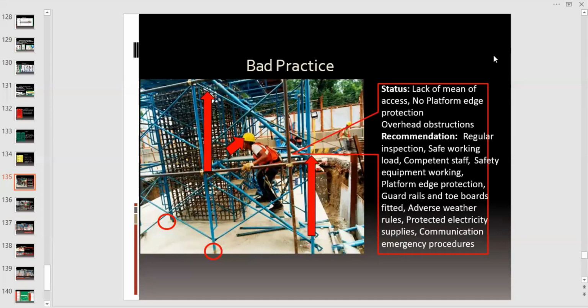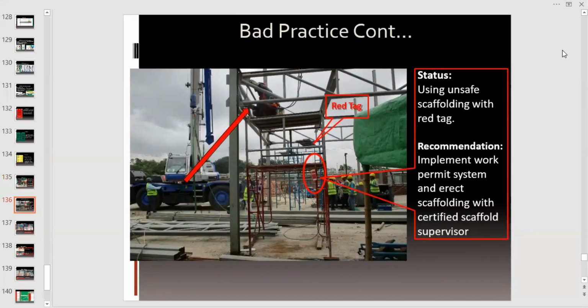Once you are in a scaffolding structure, you have to identify the bad practices, the unsafe work practices that might lead to a potential accident. Another bad and substandard activity: using unsafe scaffolding with a red tag. You can see the tag here and they are using it. I will recommend here to implement a work permit system and erect scaffolding with a certified scaffolding supervisor. They must know the meaning of the different types of tags.